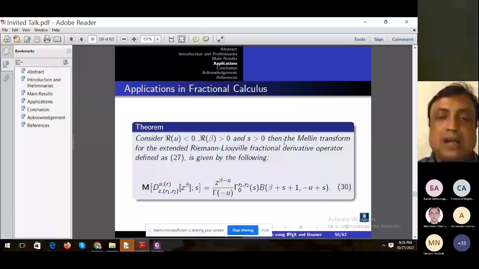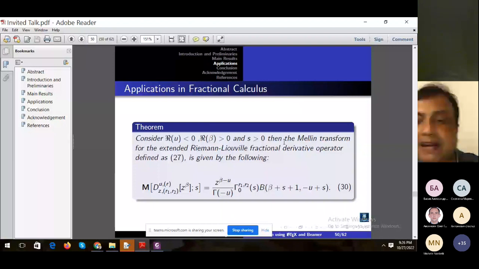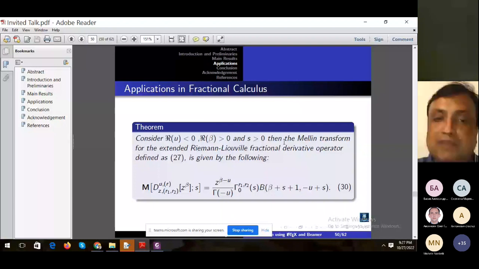At the same time, when we operate the Mellin transform on the extended Riemann-Liouville operator, we get the result on the right-hand side. The right-hand side term is the product of the extended gamma function and the classical beta function. We operate this Mellin transform very easily with some computation, but due to shortage of time, I am not giving the detailed proofs of these theorems.